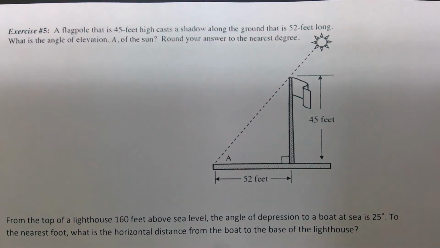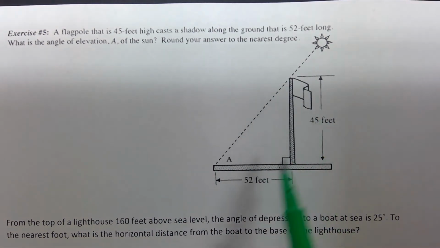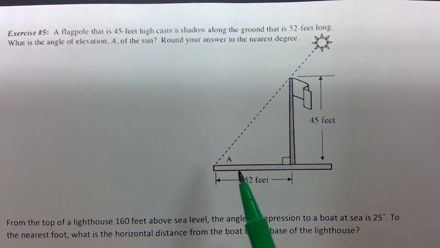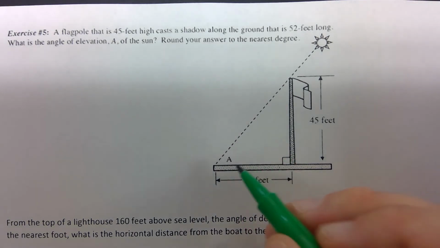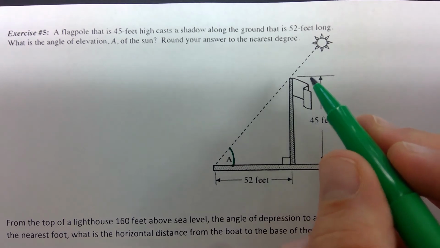So let's look at this one. We've got a flagpole that is 45 feet high and casts a shadow. Here's our flagpole. Here's our shadow that is 52 feet long. What is the angle of elevation, A, of the sun? Okay, so here we go. Here's our angle of elevation because we're looking up our triangle.